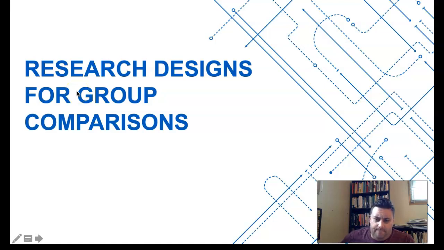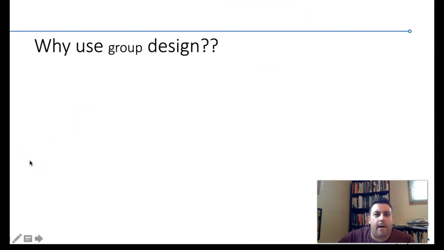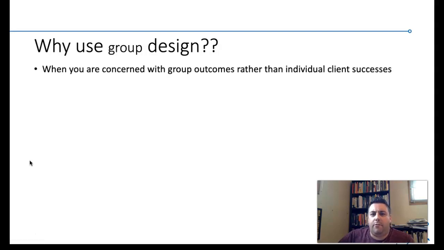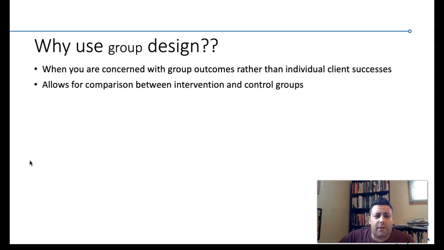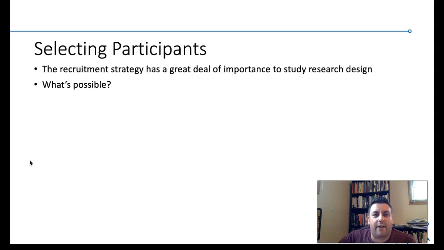So let's talk about this. Why do we use group level designs? Well, when we're concerned about group level outcomes rather than individual client successes, it lets us compare between interventions and control groups, which we often want to do to see if a new treatment works or works better than an existing treatment. And really, this is how we build knowledge. This is how we build evidence for evidence-based practice.